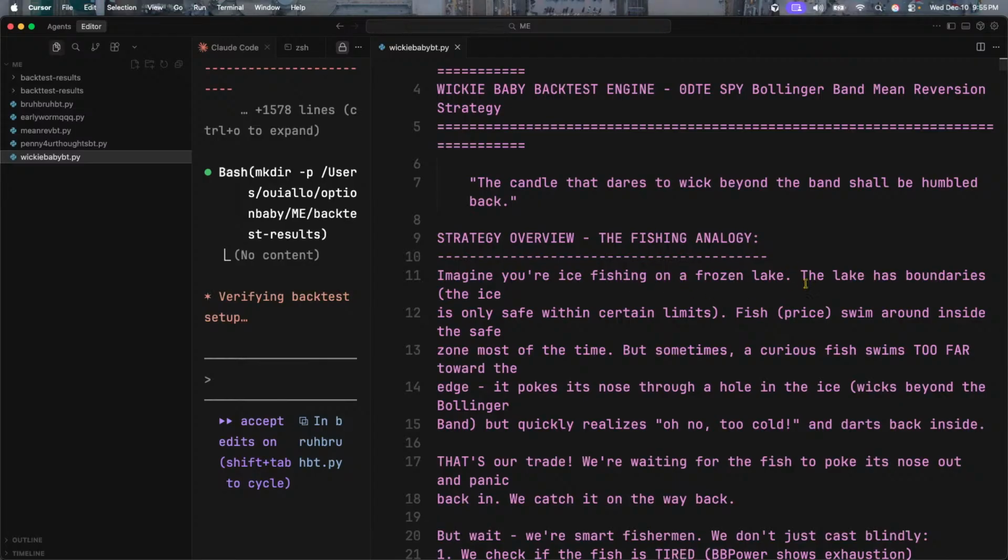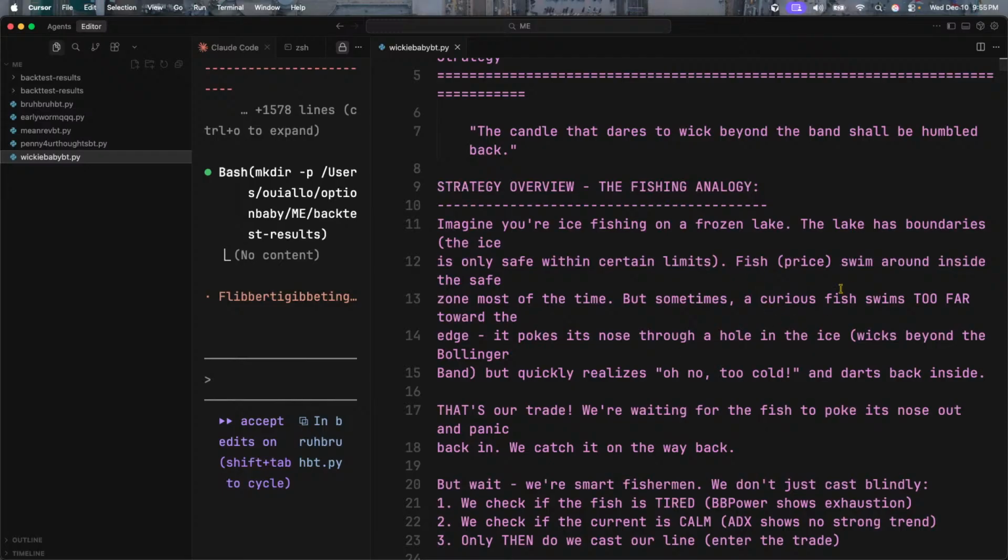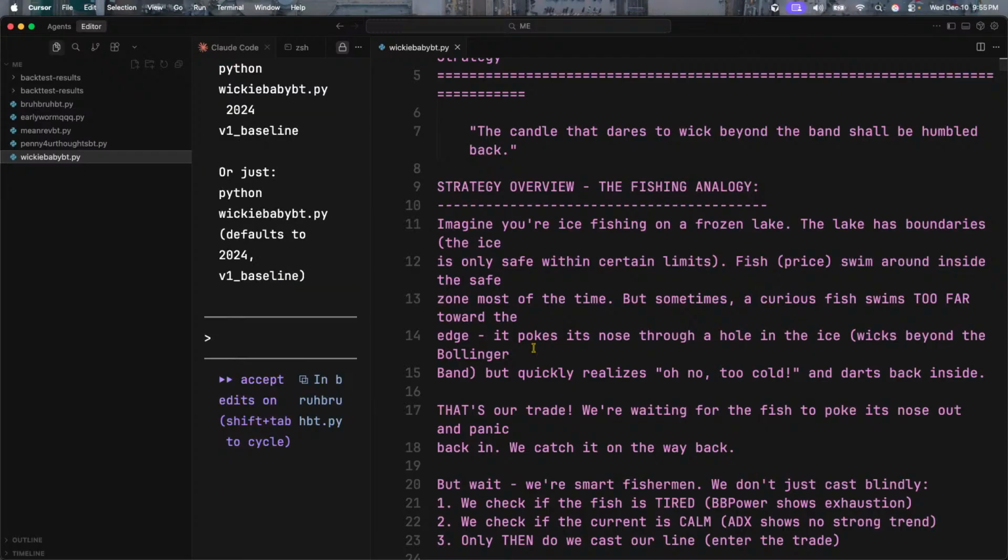Imagine you're ice fishing on a frozen lake and the lake has boundaries. The ice is only safe within certain limits. The fish, the prize, swims around inside the safest zone most of the time, but sometimes a curious fish swims too far towards the edge.